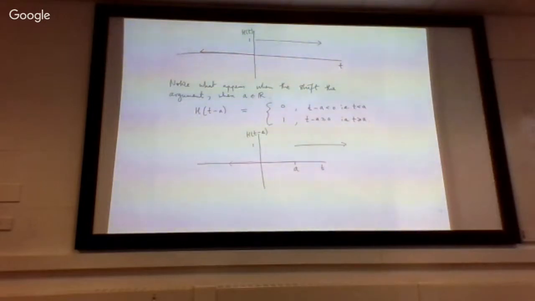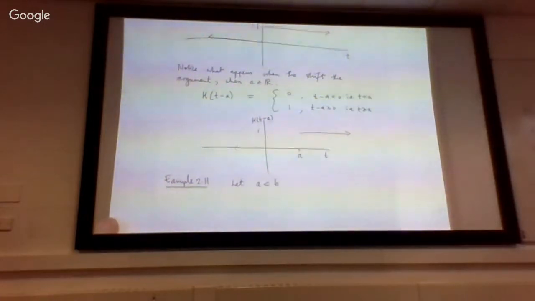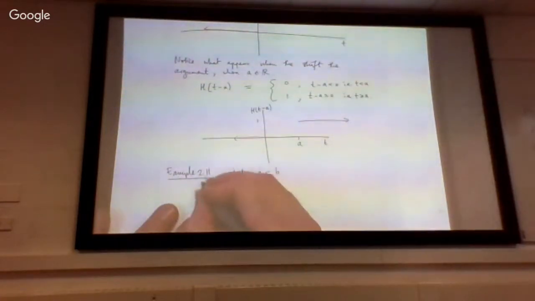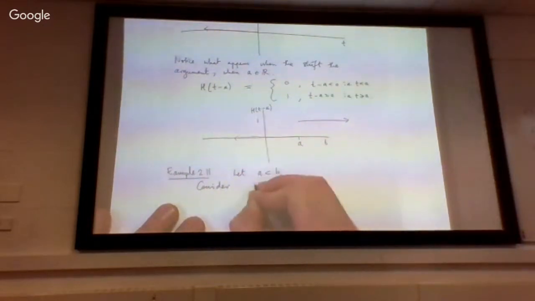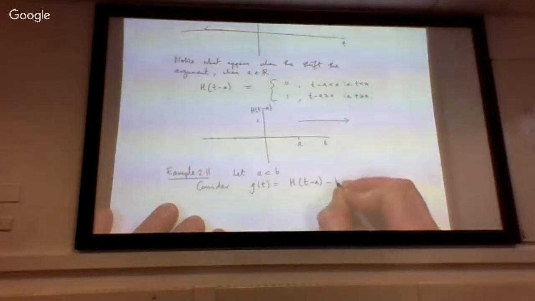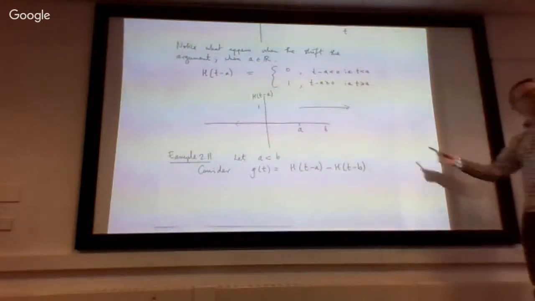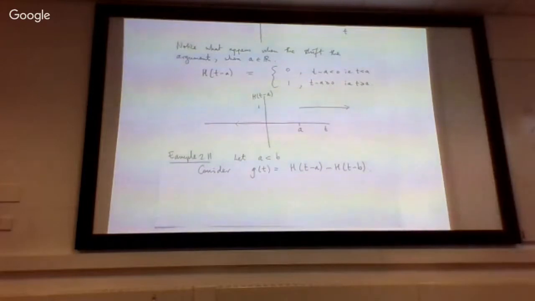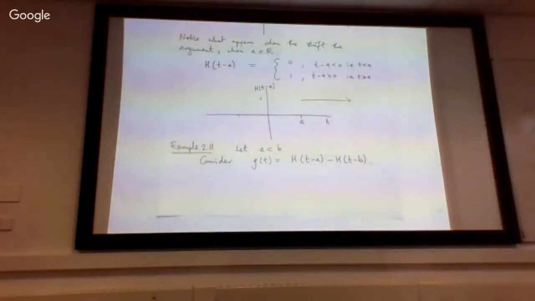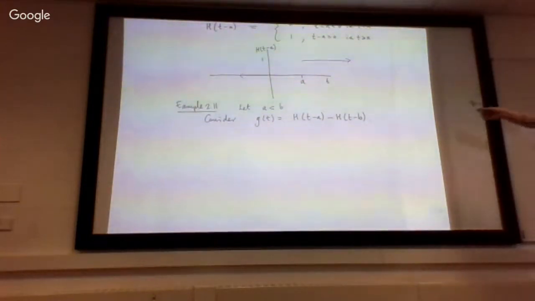Now, let's investigate this a little bit. We've got two examples here in example 2.11. If we let a be less than b, what does this function g of t do? So g of t is this combination, h of t minus a minus h of t minus b. I'm taking a linear combination of two shifted variants of the Heaviside function, shifting the first one by a, and then looking at the difference with the other one, which is shifted by b.